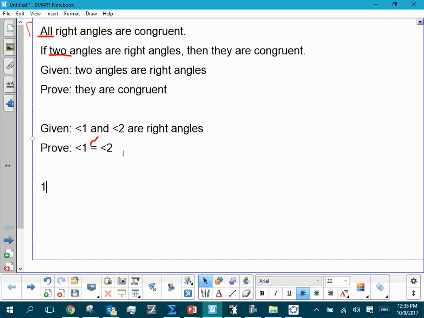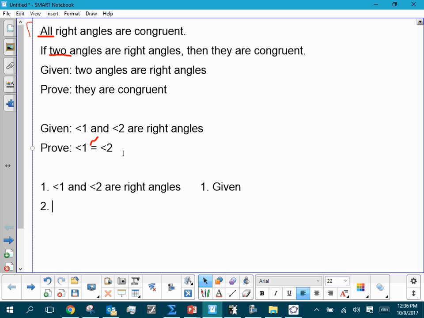Now I know what my given information is. I'm going to say angle 1 and angle 2 are right angles. And that's my given. Okay. Now there's a vocabulary word there, right? What's that vocabulary word? If I were to look in the back of the book, what does it tell us? Right angles. So if we search through the glossary, it's going to say right angles are angles that what? Have a measurement of 90 degrees.